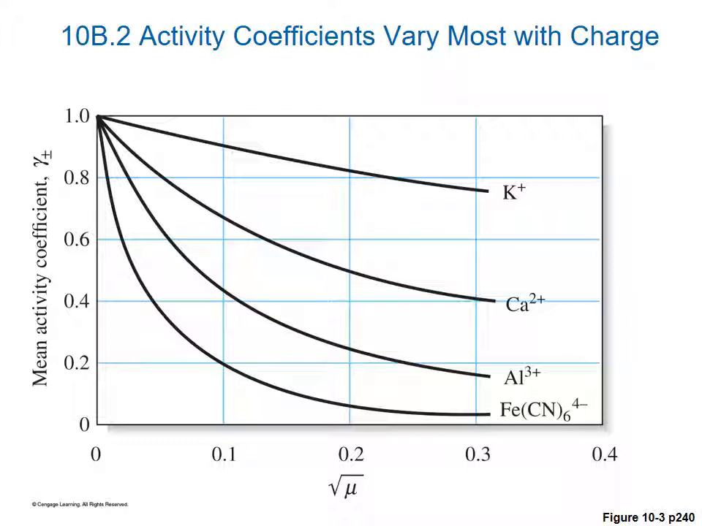Another way of looking at this graphically is we can look at a couple of different things: potassium, calcium, aluminum, and iron cyanide. And when we look at these different things that all have not that different hydration spheres, we see that potassium is going to be affected very little by the ionic strength, whereas iron cyanide is going to end up being affected drastically.